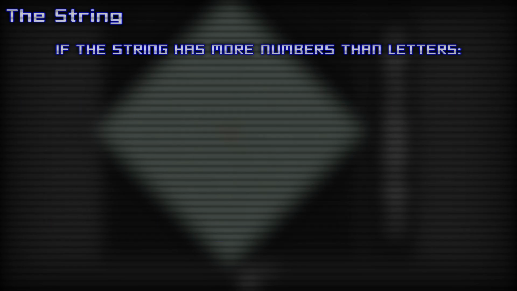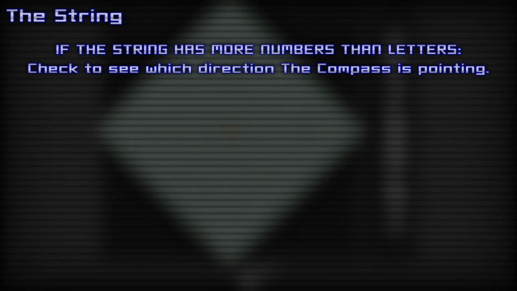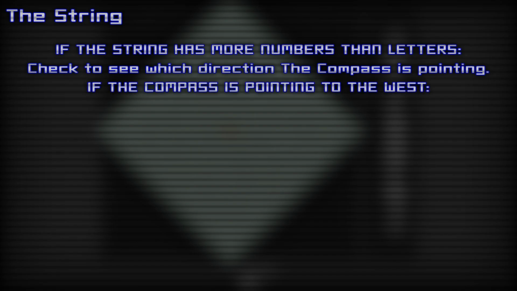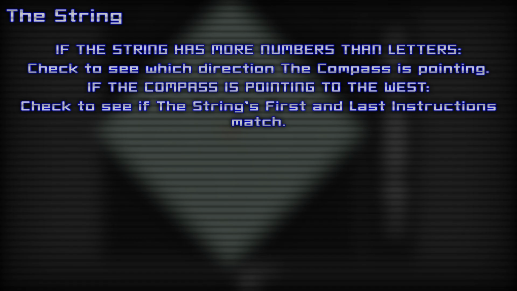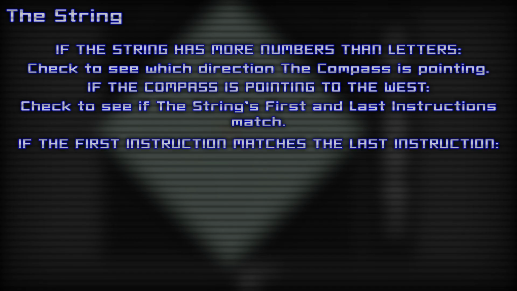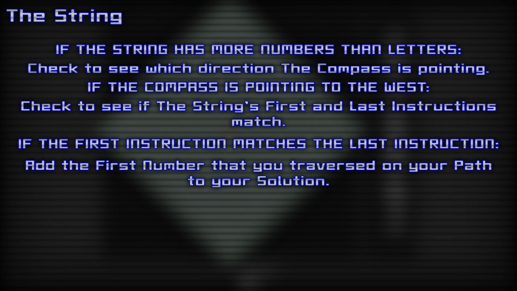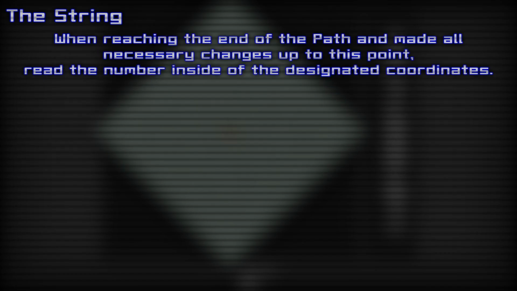If the string has more numbers than letters, check to see which direction the compass is pointing. If the compass is pointing to the west, check to see if the string's first and last instructions match. If the first instruction matches the last instruction, add the first number that you traversed on your path to your solution. When you have reached the end of the path and made all necessary changes up to this point, read the number inside of the designated coordinates. This is your solution and what you should put into the input box.